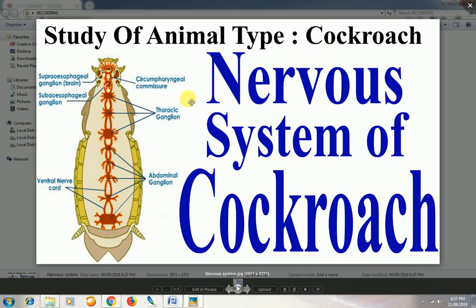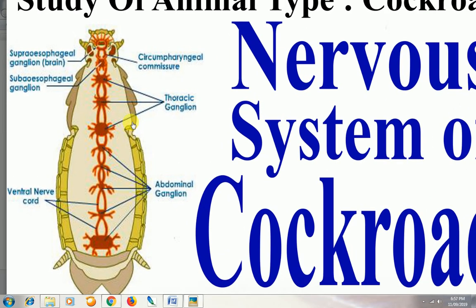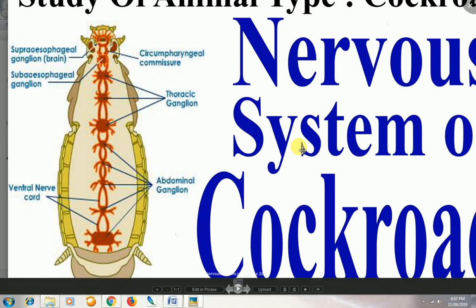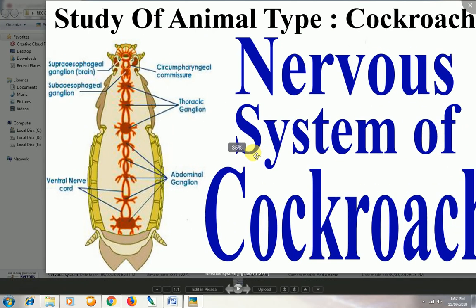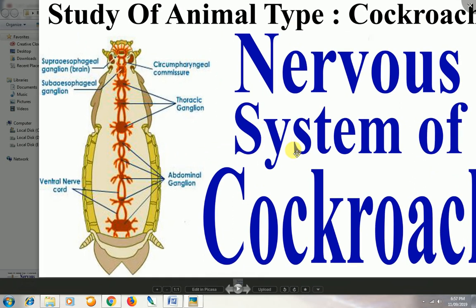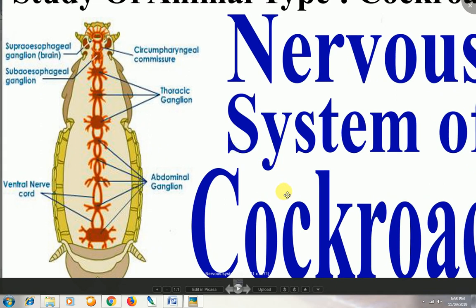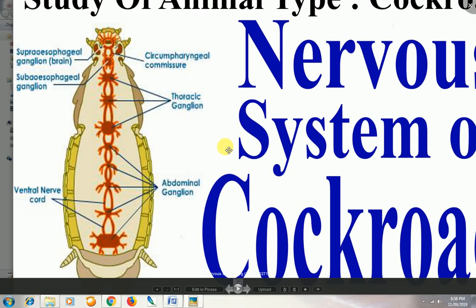So guys, the nervous system of cockroach is slightly nearby same like a human being. In case of human being, the nervous system is divided into three parts, such as central nervous system, peripheral nervous system and autonomic nervous system. Central, peripheral and autonomic. You can say CNS, PNS, ANS. Now, the central nervous system of cockroach I will explain in detail, but peripheral and autonomic nervous system in short.